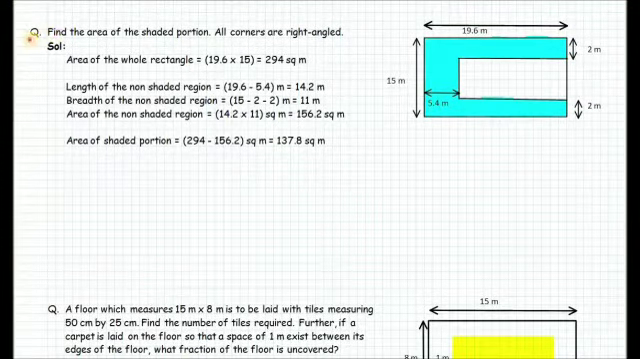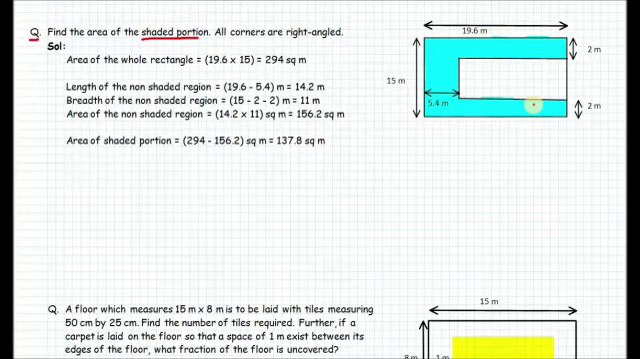Okay, now the question is what? Find the area of the shaded portion, all corners are right angle. Yeah, the figure is already given here. Okay, this is the figure, and the question is what? Find the area of the shaded portion.